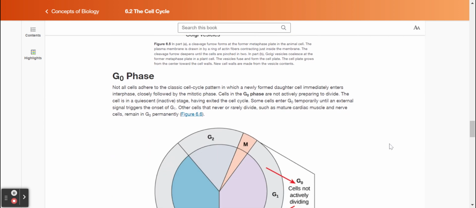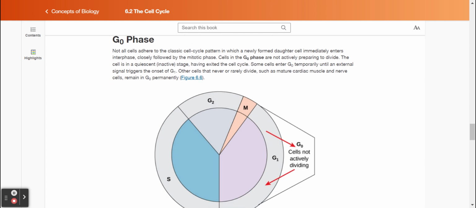G0 phase. Not all cells adhere to the classic cell cycle pattern in which a newly formed daughter cell immediately enters interphase, closely followed by the mitotic phase. Cells in the G0 phase are not actively preparing to divide. The cell is in a quiescent or inactive stage, having exited the cell cycle. Some cells enter G0 temporarily until an external signal triggers the onset of G1. Other cells that never or rarely divide, such as mature cardiac muscle and nerve cells, remain in G0 permanently.